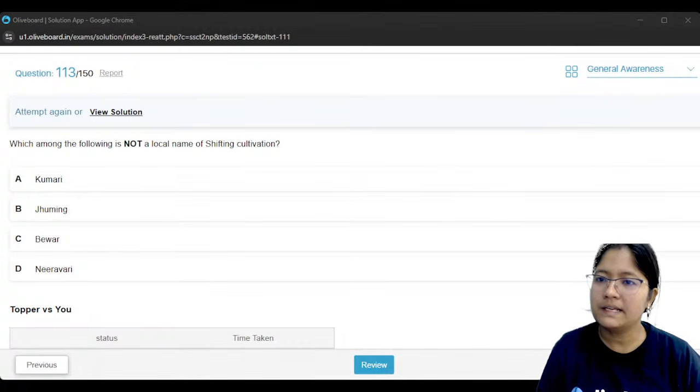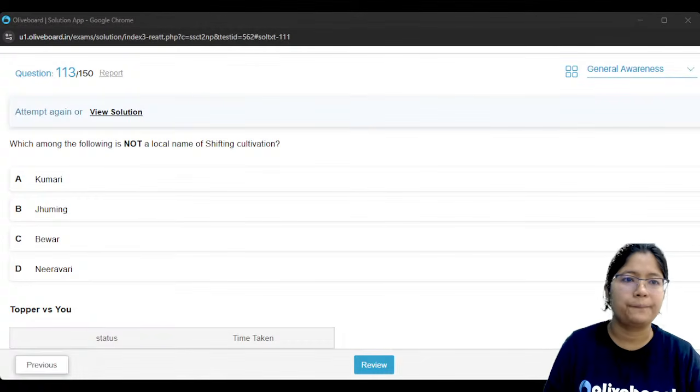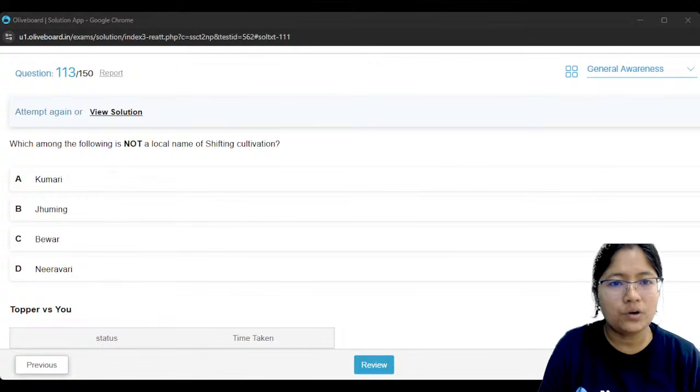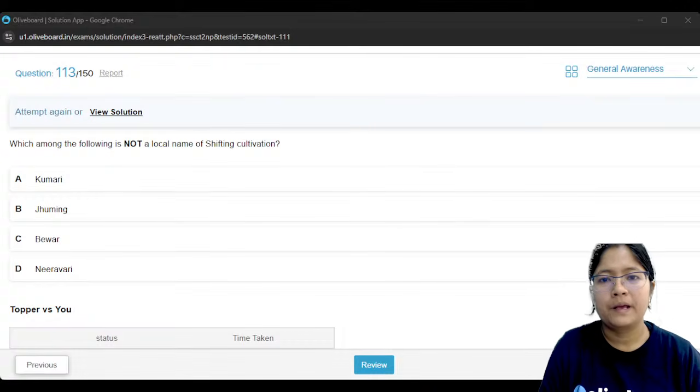See, meanwhile, I am selecting the pen. You can read the question, okay? So read the question here. Which among the following is not a local name of shifting cultivation? Now, this is such a good question because normally when we say shifting cultivation, we remember Meghalaya.